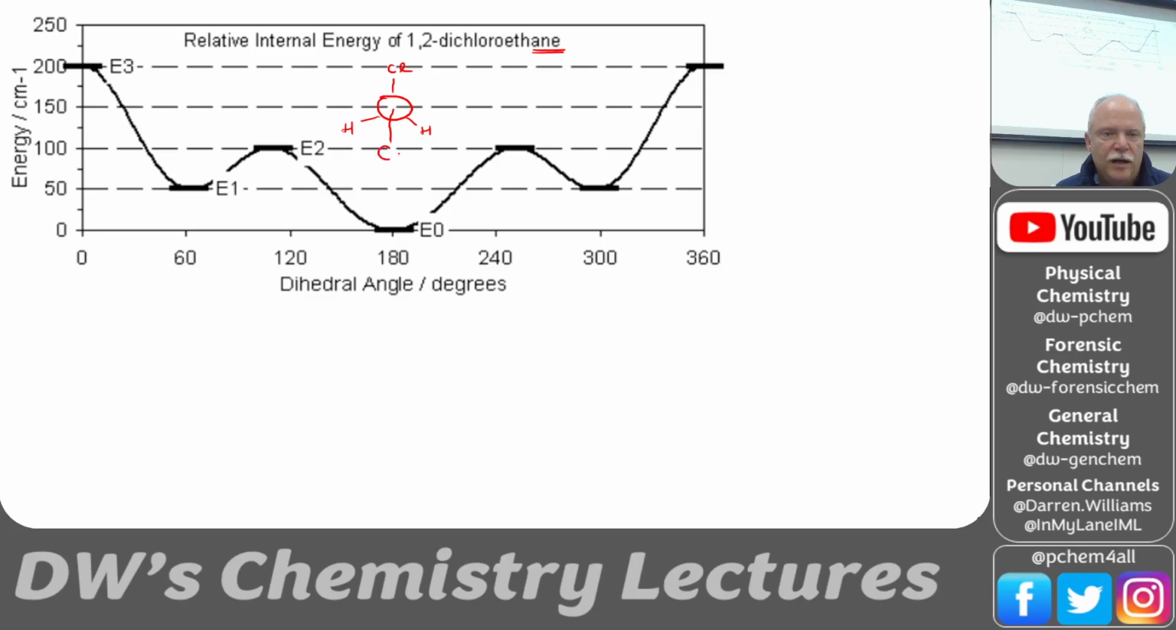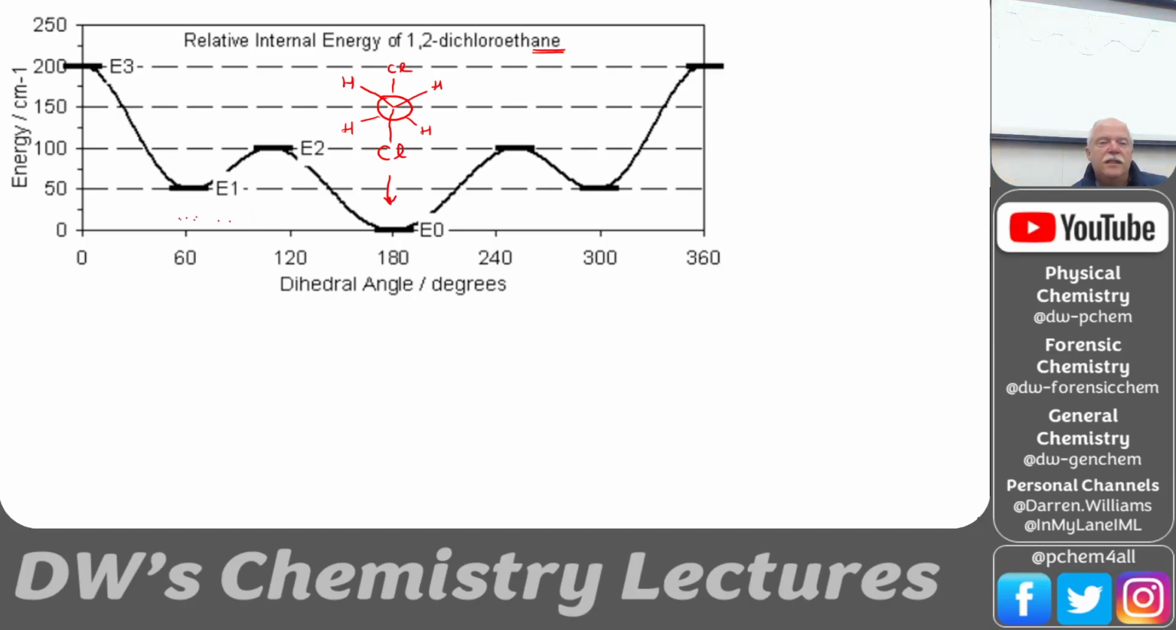So at 180 degrees, the chlorines are opposite of each other. Does that make sense to everybody? Okay, so that's the Newman projection for the lowest energy structure. So that's this one.